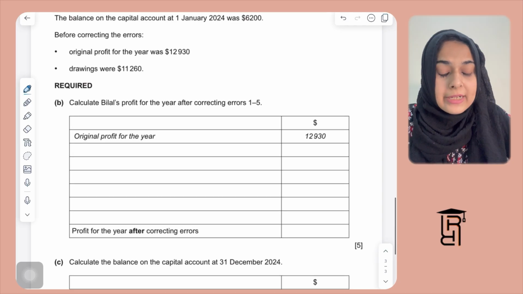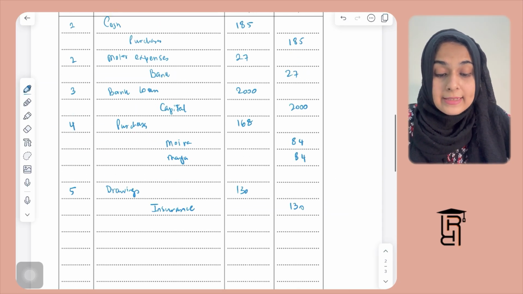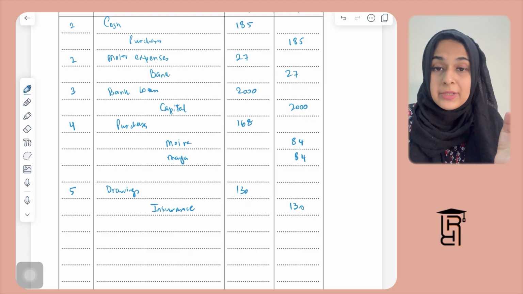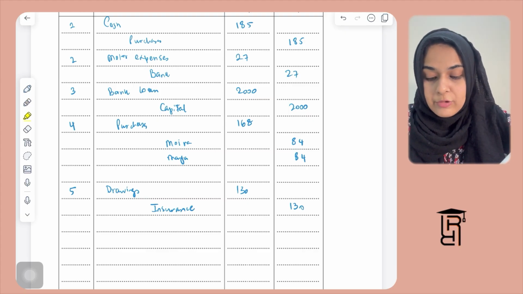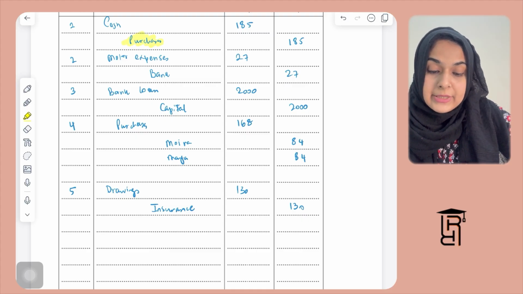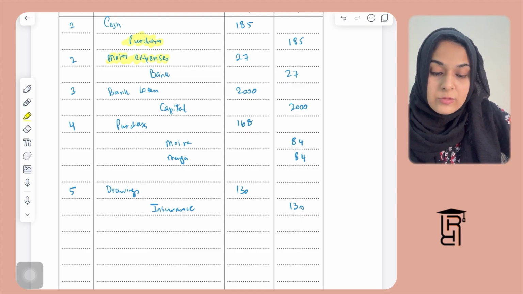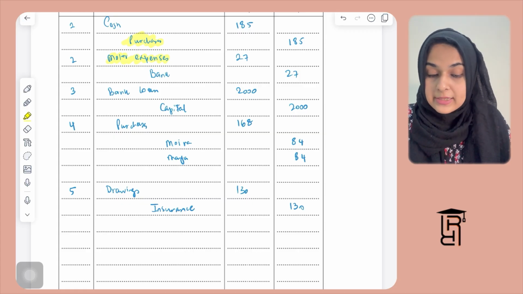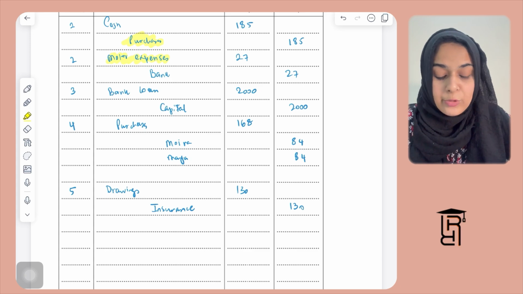So when I want to correct my profit for the year, I have to decide what all affects profit, right? So whatever comes in the income statement is going to affect profit. So I'll just highlight this for you. Purchases goes in the income statement. Yes. Motor expenses goes in the income statement. Bank loan doesn't go in the income statement. Capital doesn't go in the income statement. Cash doesn't go in the income statement. Bank doesn't go in the income statement.